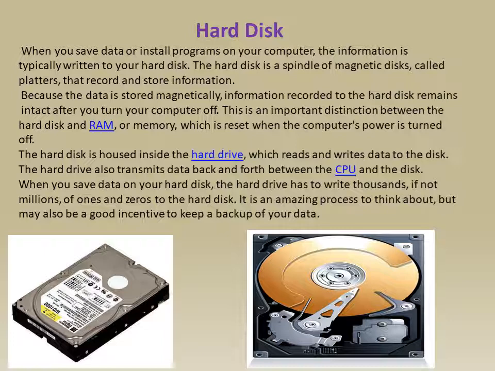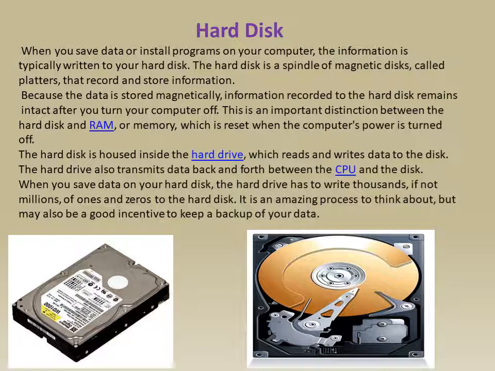The hard disk is housed inside the hard drive. Okay, then one more concept: the hard drive, in which the hard disk is kept, reads and writes data to the disk. So who does that particular operation, reading and writing? It is done by the hard drive. The hard drive also transmits data back and forth between the CPU and the disk. When you are performing a particular operation, the data is asked for by the CPU, and it comes from the disk, so transmitting the data between these two is done by the hard drive.